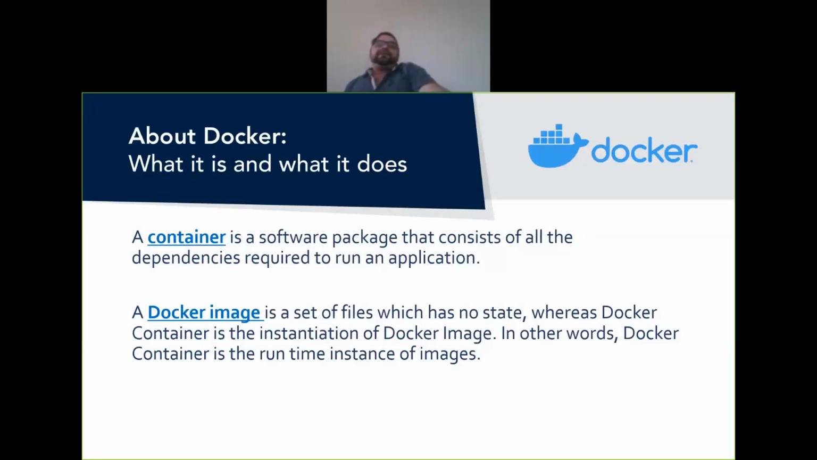Okay, now I'm going to talk about the container and Docker image. These are some of the most important elements of Docker. A container is a software package that consists of all the dependencies required to run an application, and an image is a set of files which has no state, whereas a Docker container is the instantiation of a Docker image. In other words, a Docker container is the run instance of an image.